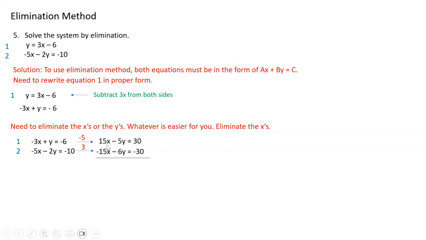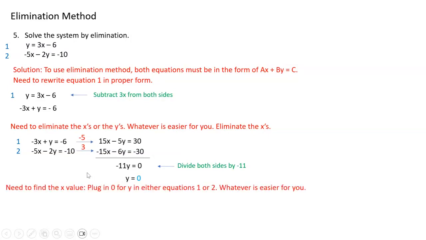Now I get to add them, right? So the x's are going to be eliminated. Why? Because 15x minus 15x will give us 0x. -5y minus 6y will give us -11y, and 30 minus 30 is 0. We divide both sides by -11. So the result is y equals 0.